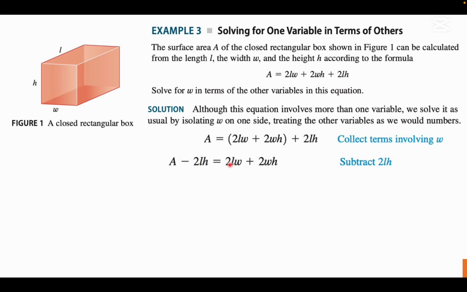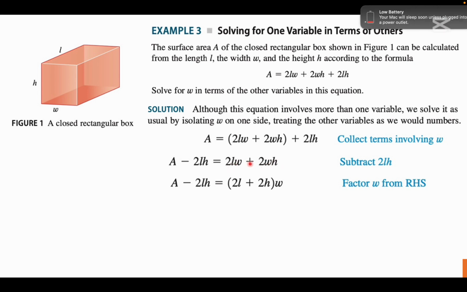Now, what they have in common is W. So I'm going to pull out the W, and then I'll be left with this. If I took this out and this out, you have 2L plus 2H. And of course, the whole thing is being multiplied by W in this case.